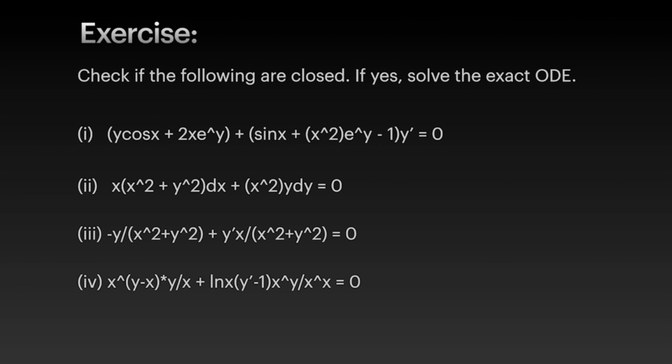Now let's look at the other part, n, which is the coefficient of the derivative of y. We'll take its partial derivative with respect to x. So sin x becomes cos x, and x square into e power y. The e power y is just a function of y, so it's like a constant coefficient, and x square's derivative with respect to x is 2x. So we get cos x plus 2x e power y, and minus 1's derivative with respect to x is just 0, so we get cos x plus 2x e power y.